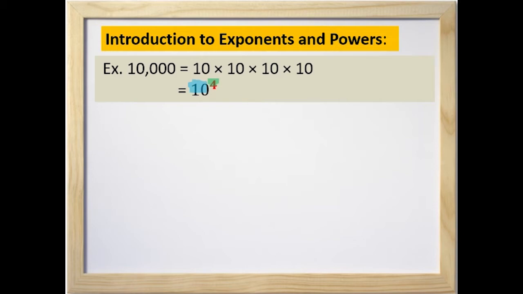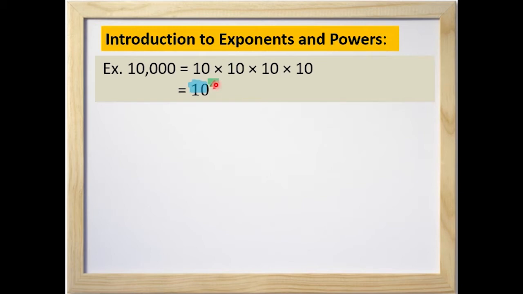Here 4 is called the exponent. Understood, children? And then 10 is called the base. So 4 is called the exponent and 10 is called the base. And together it is called the power or power notation or exponential form.